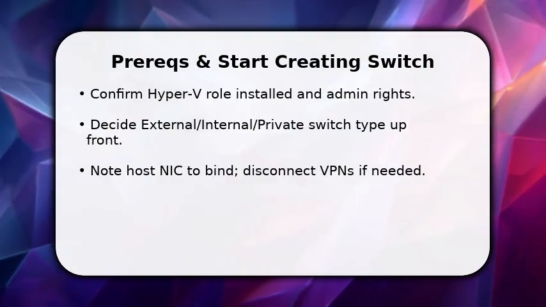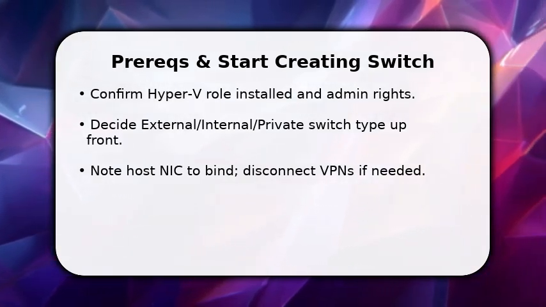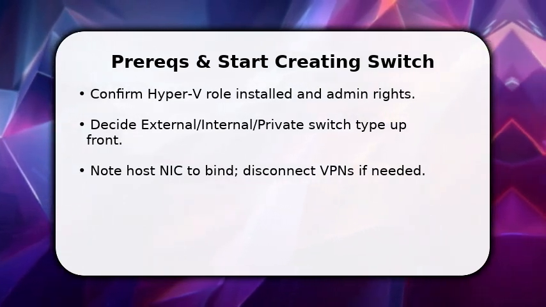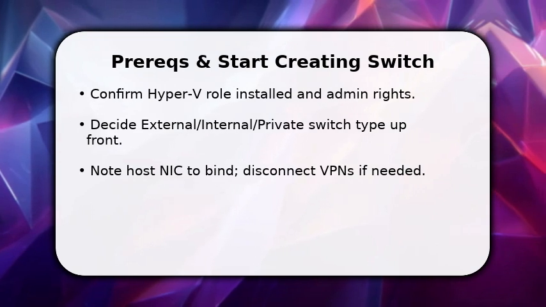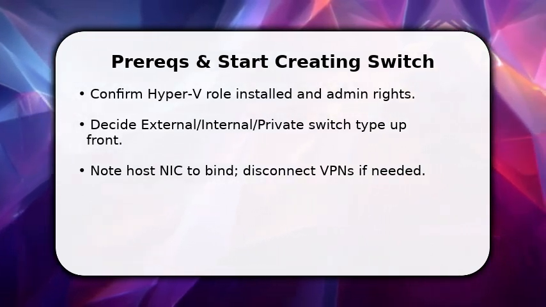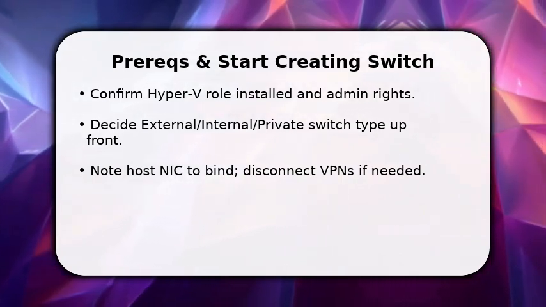You begin by confirming Hyper-V is installed and that you have administrator rights. This ensures access to the Hyper-V Manager console. Once done, choose the switch type: external to access the physical network, internal for host VM comms, private for VM-only traffic, because that decision changes routing and security.